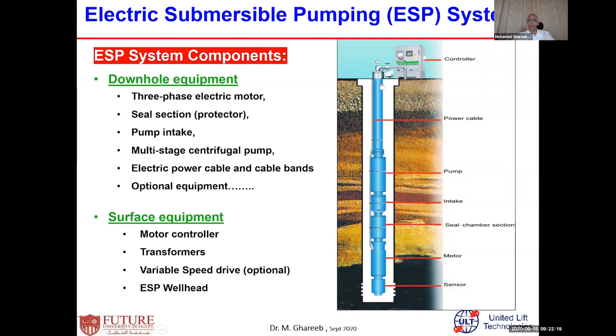For the surface equipment, we have the motor controller. This motor needs something to control starting on and off, at a very simple technology level, and to see how much current and how much voltage is input to the motor and so on. I have a transformer. This motor is running at very high voltage, and I need some sort of transformer, plus the wellhead equipment and so on. This is the unit, the ESP system, which is running in the well.